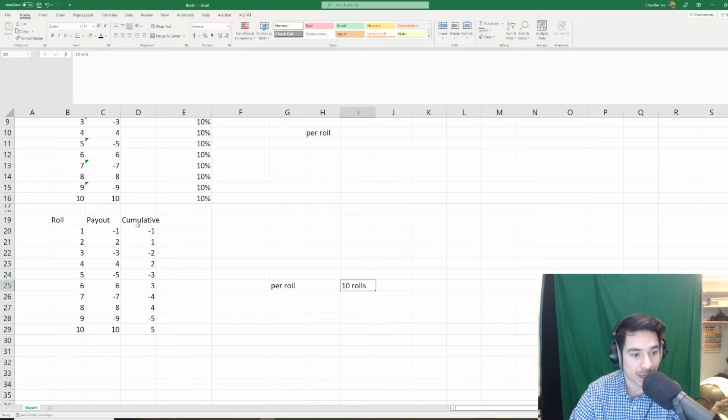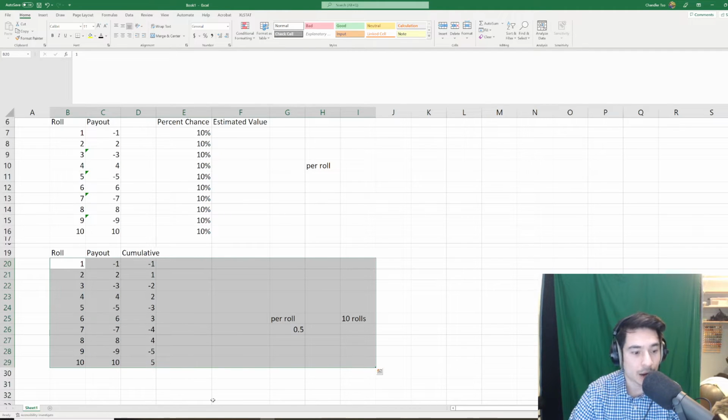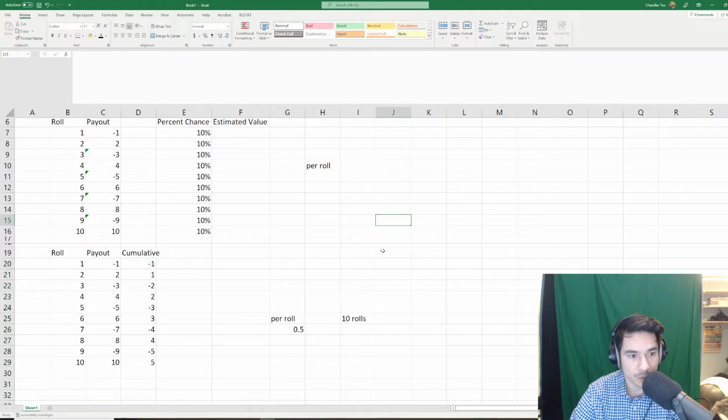You've won $5 from the entire game. And remember, you rolled 10 times. So you won $5 after 10 rolls, which, if you think about it, is like winning 50 cents per roll, right? You won $5 after 10 rolls. That's 50 cents per roll. So this is the logic of how you can think about probability and payoffs, okay?